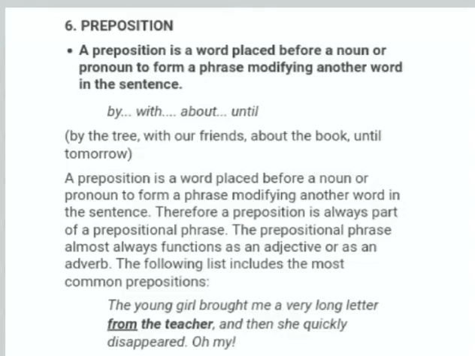Preposition. A preposition is a word placed before a noun or pronoun to form a phrase modifying another word in the sentence. By, with, about, until. By the tree, with our friends, about the book, until tomorrow. A preposition is a word placed before a noun or pronoun to form a phrase modifying another word in the sentence.